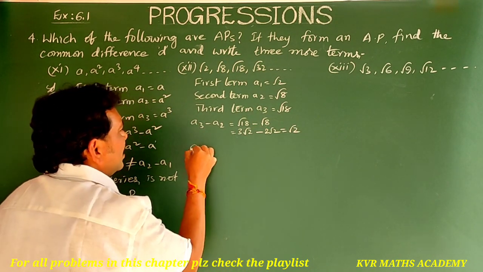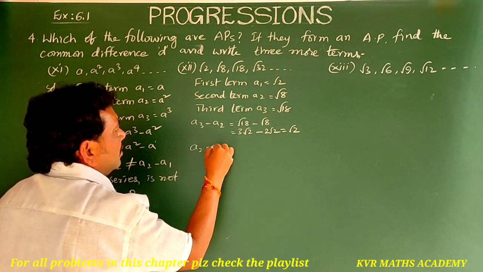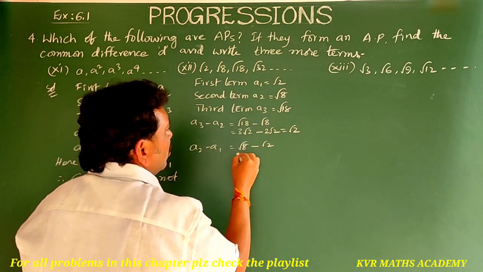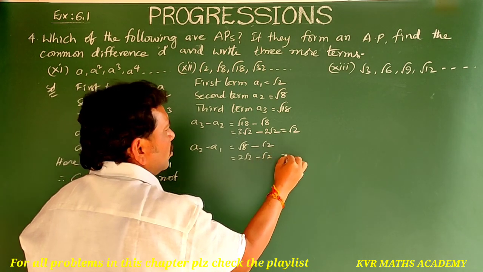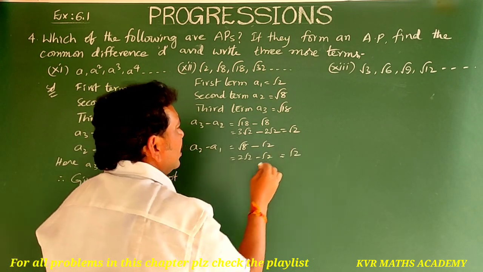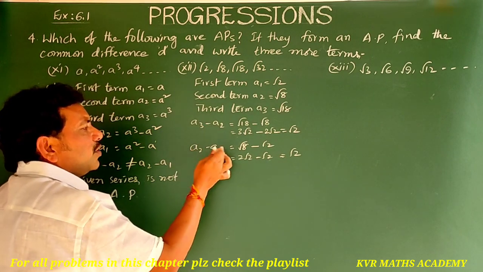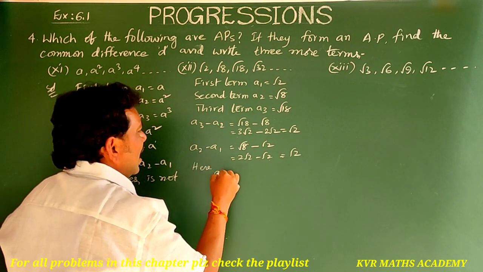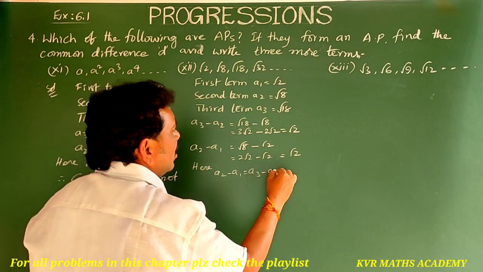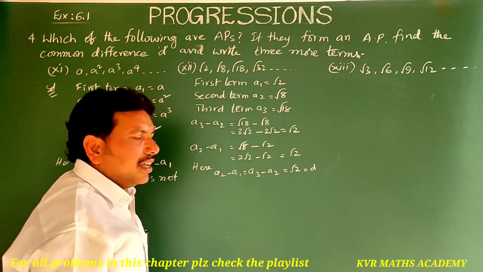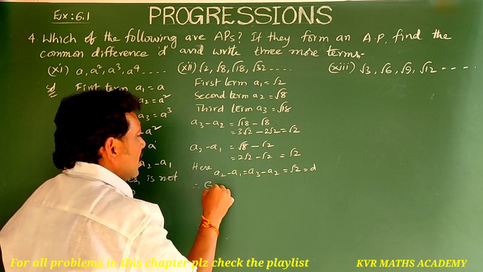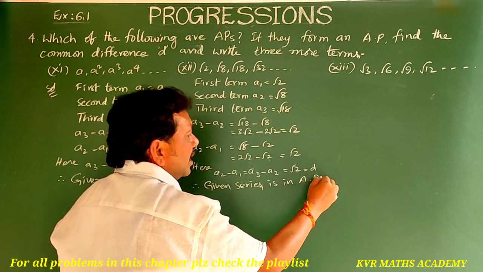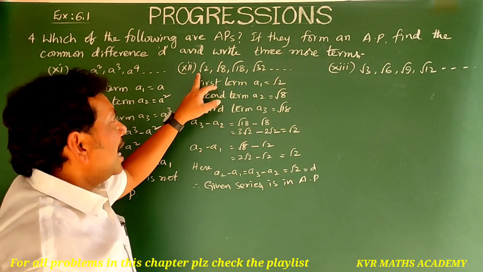3 root 2 minus 2 root 2 is root 2. Isn't it? Next, in the same way, a2 minus a1. Yes, this is root 8 minus root 2. Root 8 means 2 root 2, minus root 2. 2 root 2 minus root 2 is? Yes, root 2 only. See, these both are equal. a3 minus a2 is equal to a2 minus a1. So given series is in AP. Here a2 minus a1 is equal to a3 minus a2, that is equal to root 2. This is d only now. Therefore, given series is in AP. So we have to find another 3 terms.